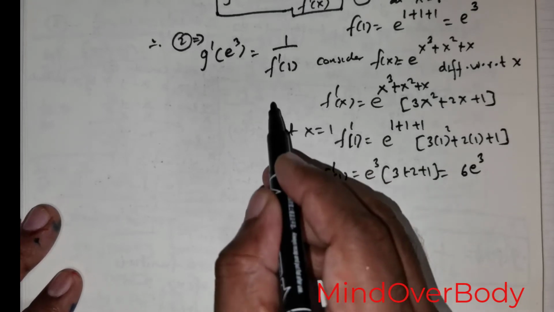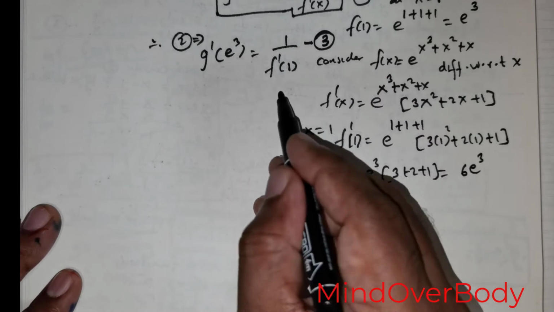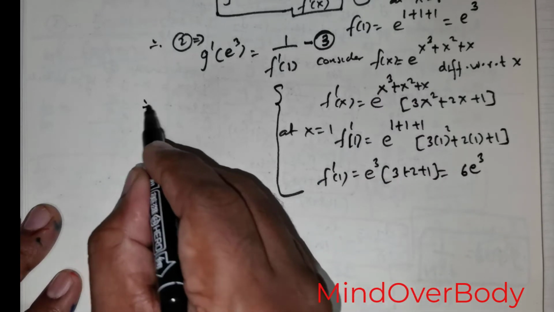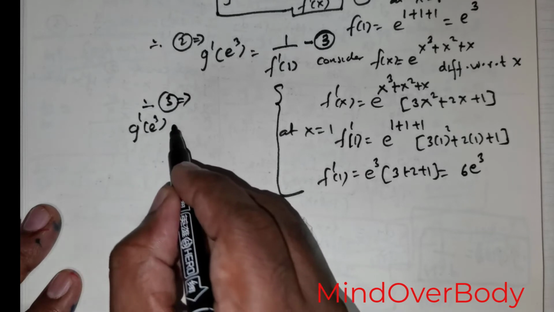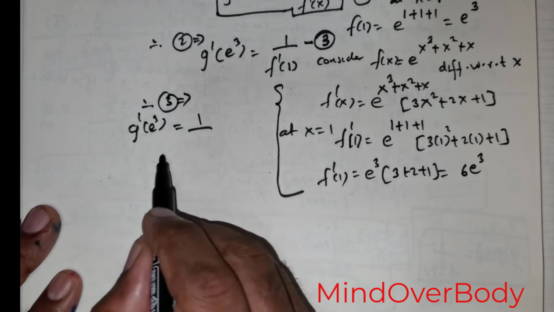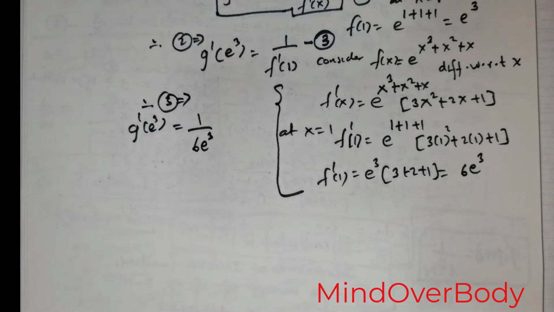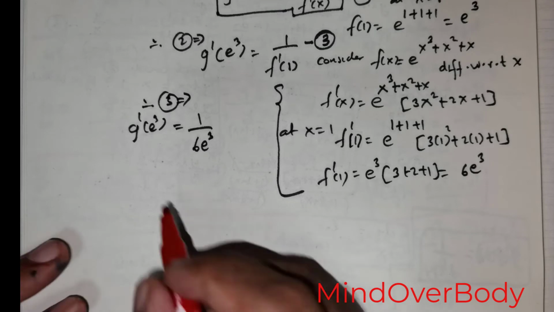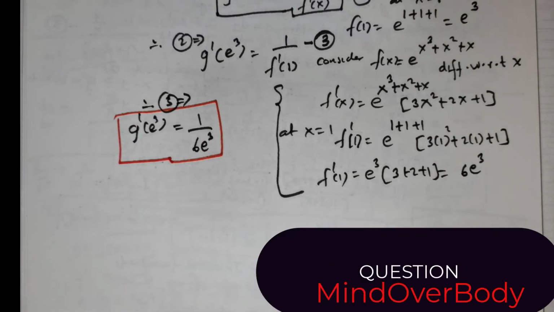Now all you need to do is go over here. So if I were to take this as 3, then g dash of e raised to the power of 3 is equal to 1 over f dash of 1, which is 6 times e raised to the power of 3. So that is what we have got, and it is a good place for us to draw the red line.